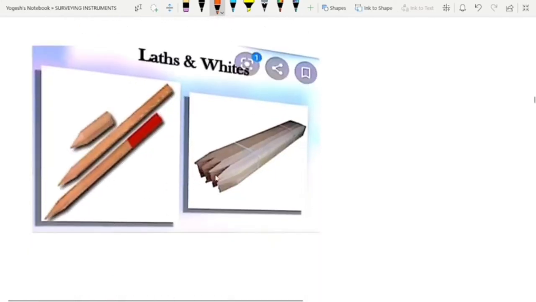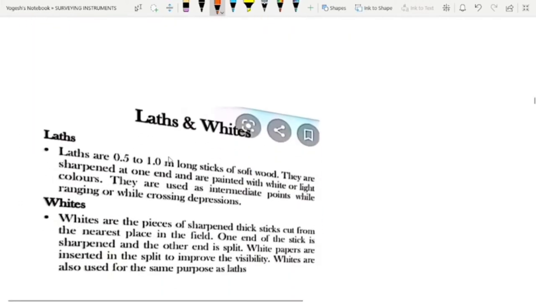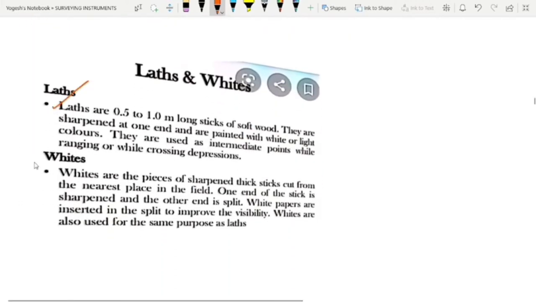These are the laths and these are the whites. Both have the same functions. Laths are 0.5 to 1 meter long sticks of softwood. Whites are pieces of sharp, thick sticks cut from the nearest place in the field.